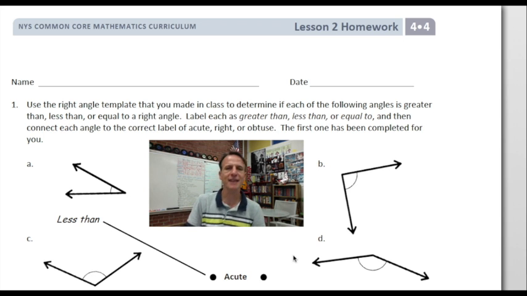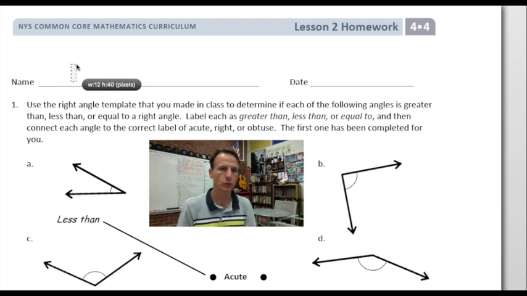Homework time. Yes, happy homework time is here again. Let's start off lesson 2 of module 4 the right way, jotting our name down at the top of the page. So here's the deal. I'll put my name and you put yours.